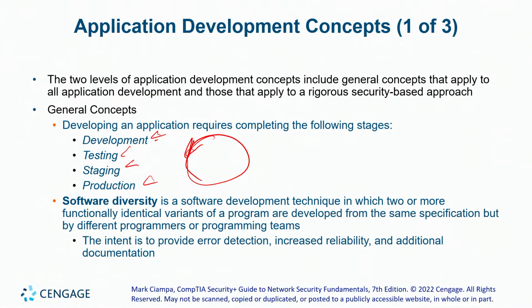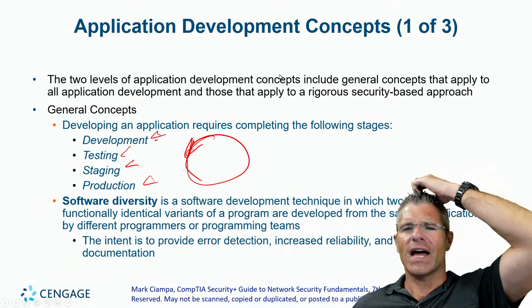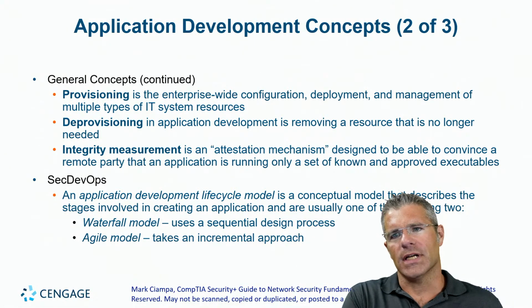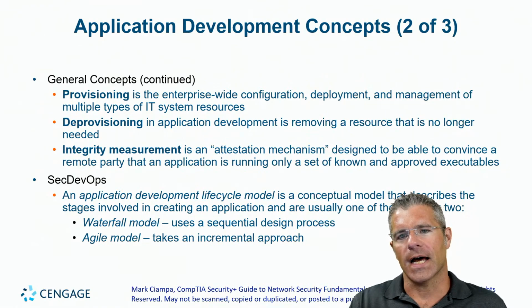If you're implementing the concept of software diversity in your shop, that's building basically duplicate variants of the program developed by different teams, so that you can compare the results of what they come up with, and ideally find bugs where you would not otherwise, come up with better, more reliable systems, and ideally come up with increased documentation, which every programmer loves to do. Every coder I've ever met got in there because they wanted to write documentation. So that's a lie. It's not true at all.